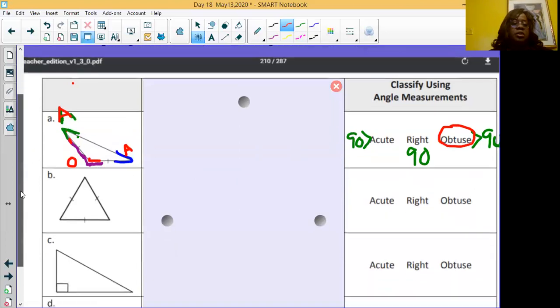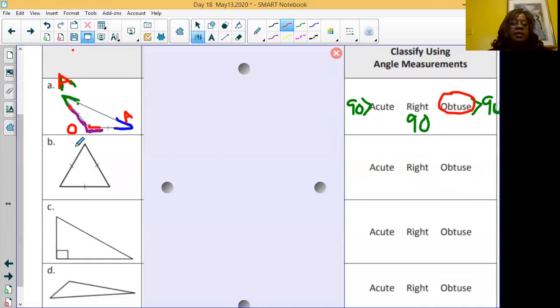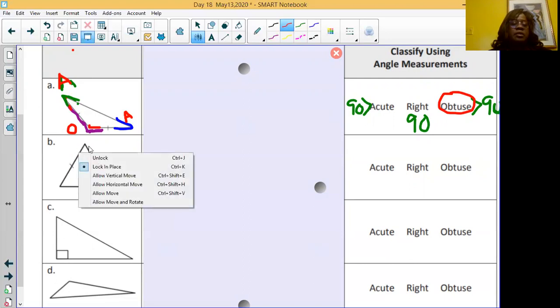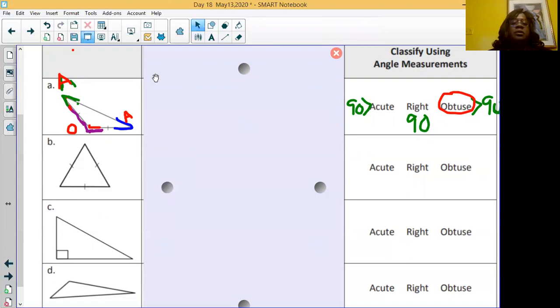Now let's go to B. Now, yesterday you talked about the sides, and remember these ticks stand for something. So this tick means that this one is congruent to this one, and they're all three congruent, which means they're all the same length. The sides are the same length. Okay, so if I got that, then in this corner up here, what type of angle do I have at the top?